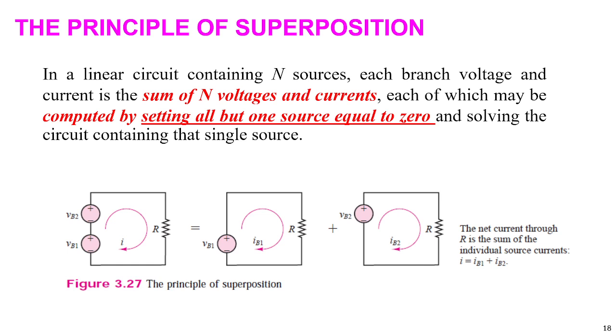IB2 will be obtained, and I will be IB1 plus IB2. Okay. So if you have a voltage source, you substitute the voltage source with zero voltage. What is zero voltage? Short circuit, right? So the voltage source will be substituted by a short circuit, and the current source you will substitute by zero current. What is zero current? Open circuit, like this, right?